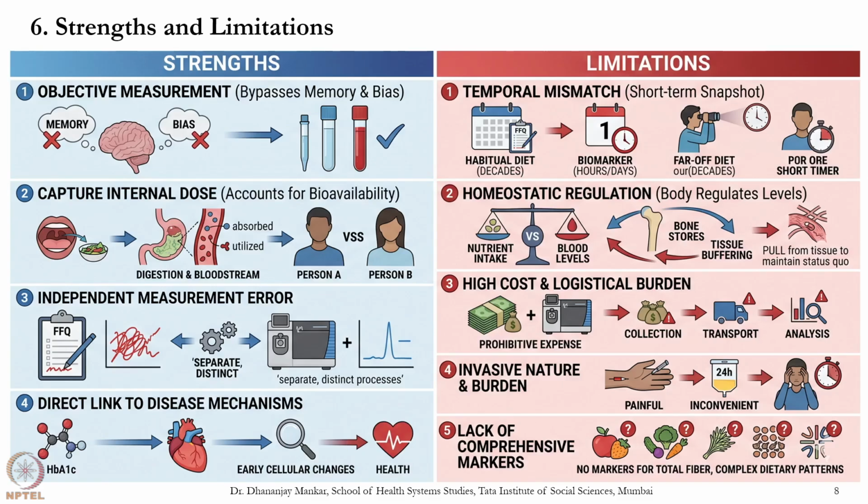Lack of comprehensive markers. There are no markers for total fiber, no markers for complex diet, no markers for different patterns, and others. So comprehensiveness is not being covered in biomarkers, which is seen as a limitation. So if you talk about the limitations, you can take temporal mismatch, homeostatic regulation, high cost and logistical burden, invasive nature and burden, and lack of comprehensive markers.